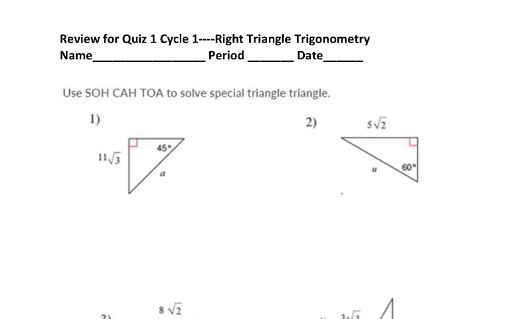This video is about review for Quiz 1, Cycle 1, Right Triangle Trigonometry. Question 1. Use SOHCAHTOA to solve special right triangle.